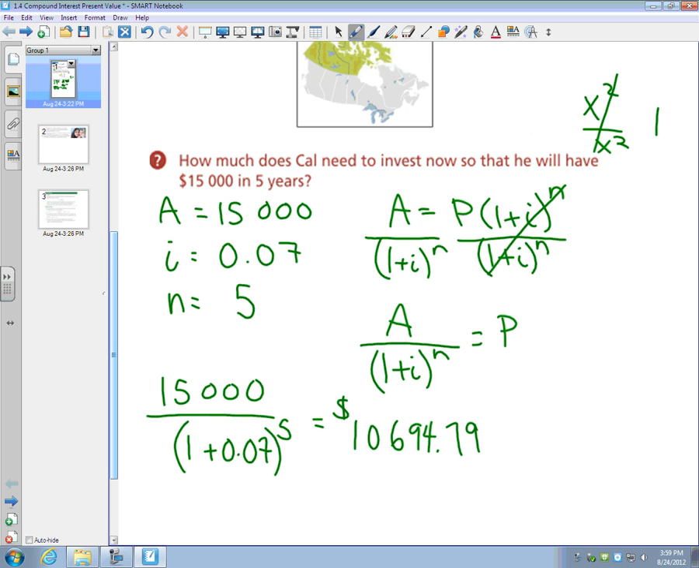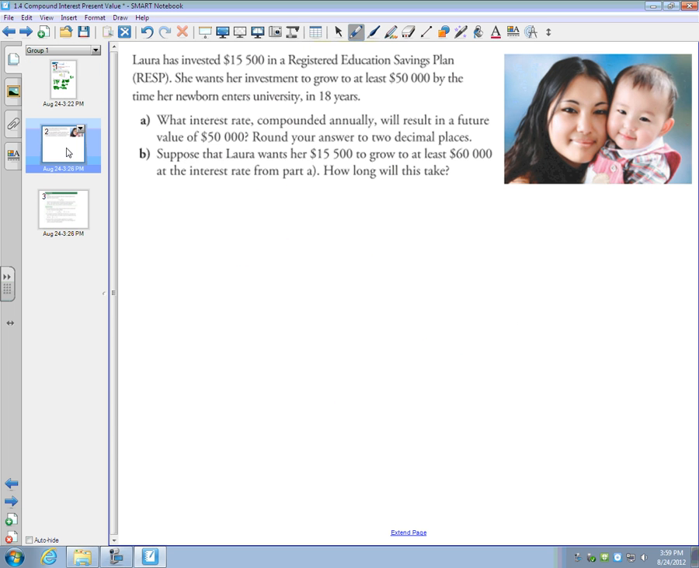Okay, let's try another question here. So Laura has invested $15,500 in a registered education savings plan. So it's a special account that will help her save for maybe her daughter's education, it looks like. She wants her investment to grow to at least $50,000 by the time her newborn enters university, in other words, in 8 years. What interest rate, compounded annually, will result in a future value of $50,000? Round your answer to 2 decimal places.